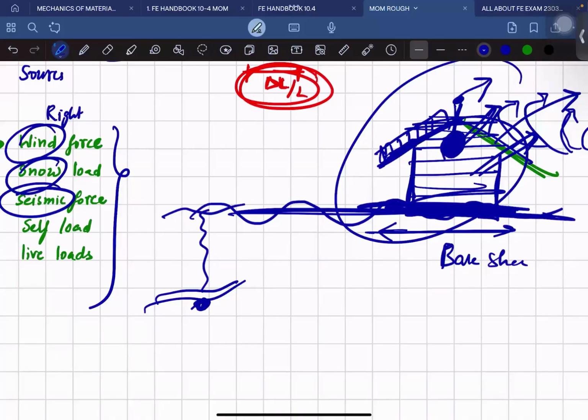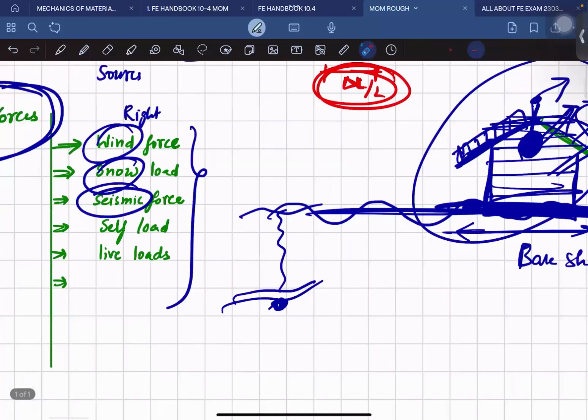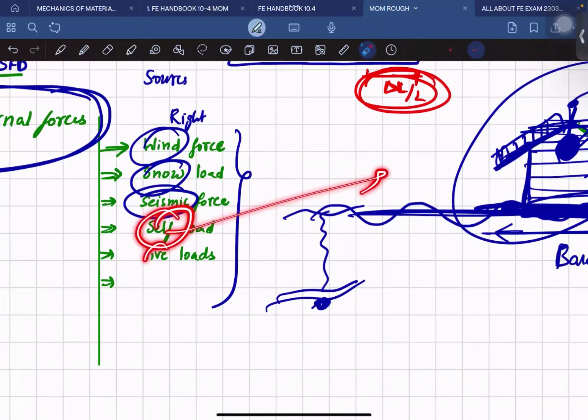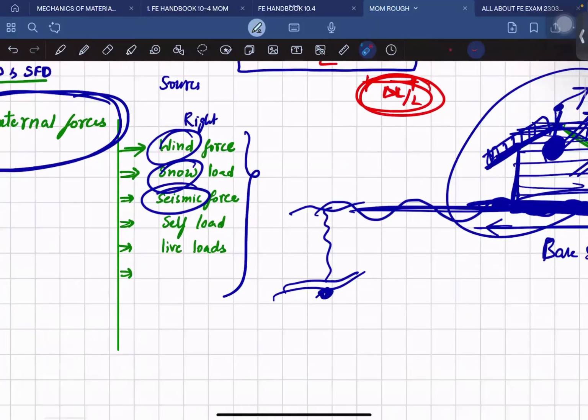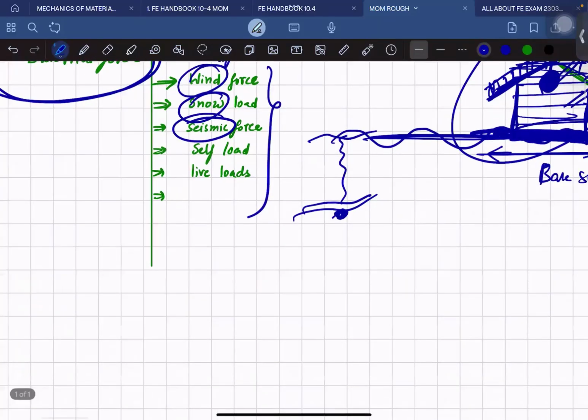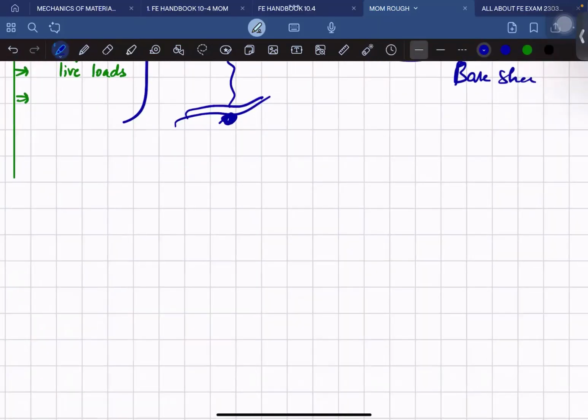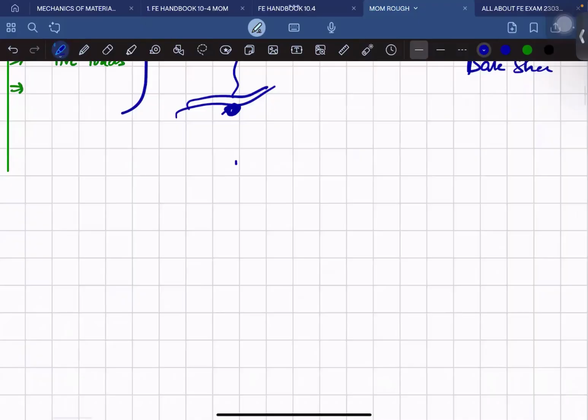What do we call it? Does anyone know this? It's like a dissipator, a seismic dissipator. This is one kind of way to reduce earthquake loads. Anyway, self loads and live loads are different types of loads. These are the sources of the loads actually. My main intention was to ask about the tensile force and compressive force, which are basically the axial forces.